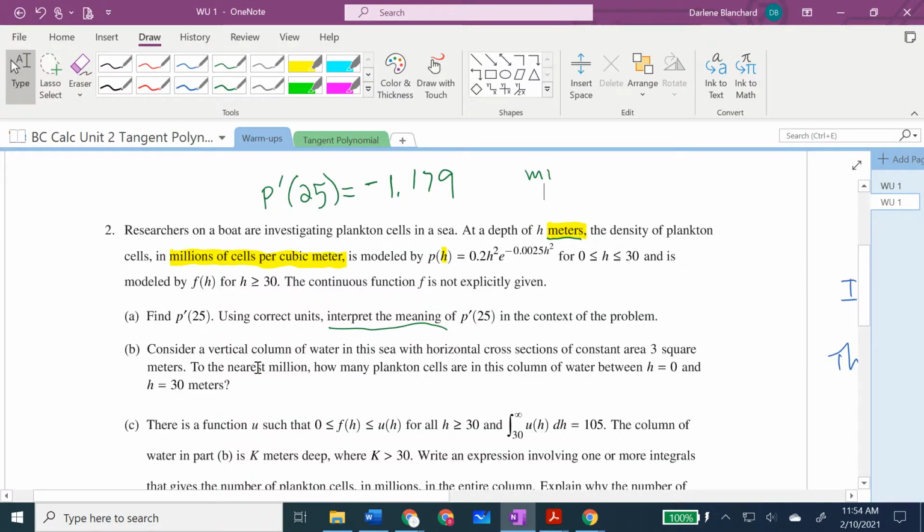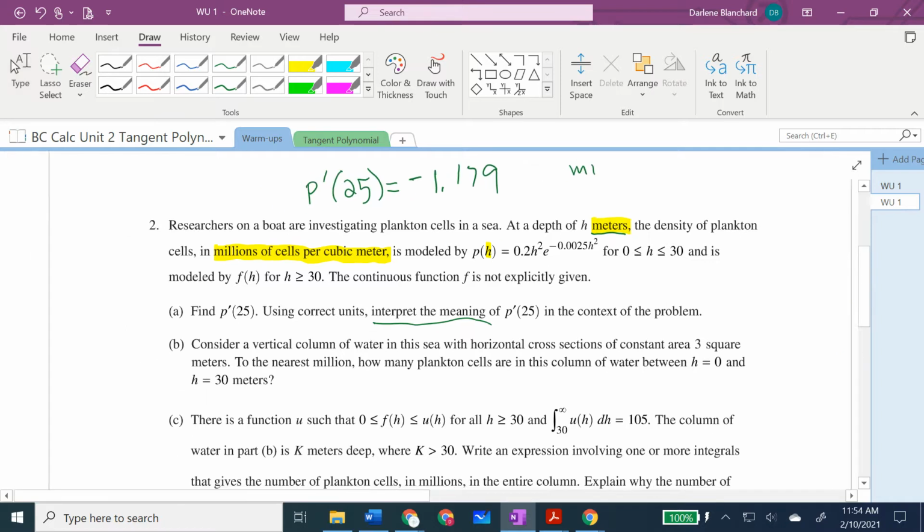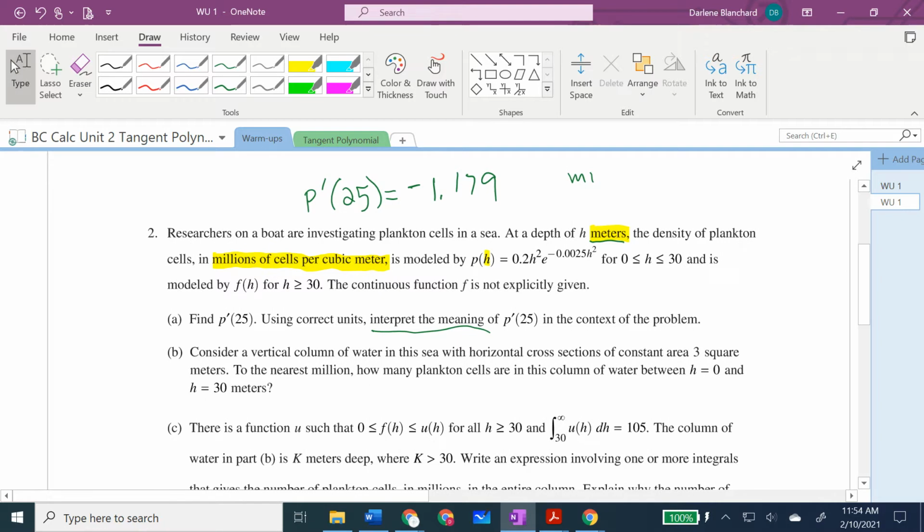Then part B. Part B, it starts getting good. Consider a vertical column of water in the sea with horizontal cross-sections of constant area, 3 square meters. Now, read those words carefully. They're telling you that the area is 3 square meters.